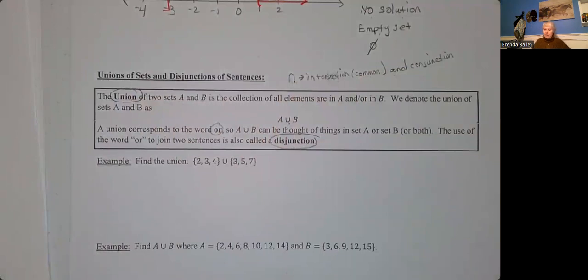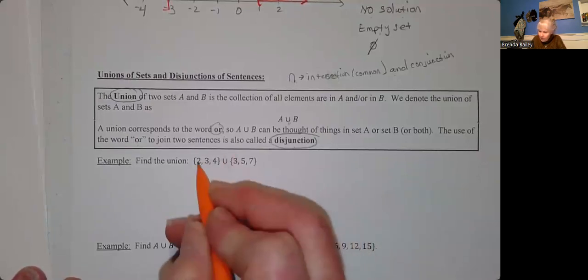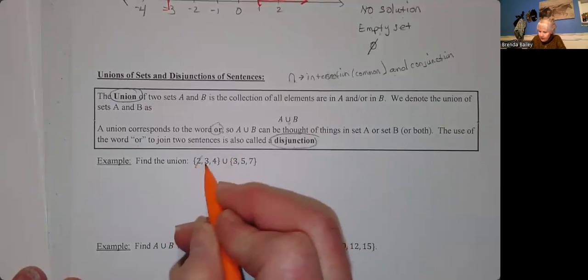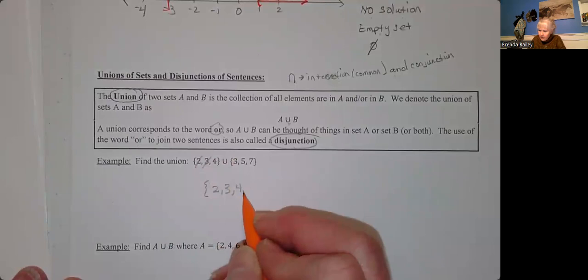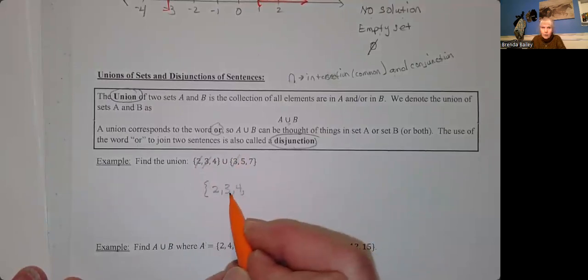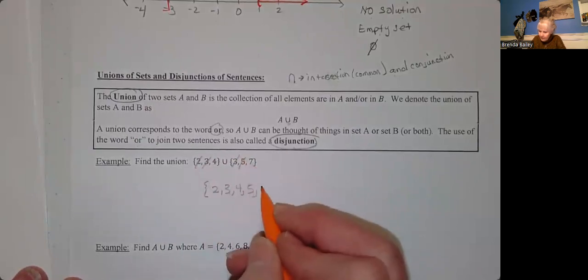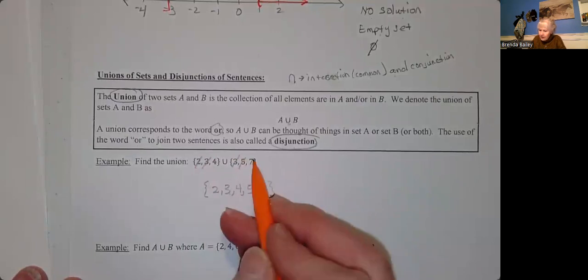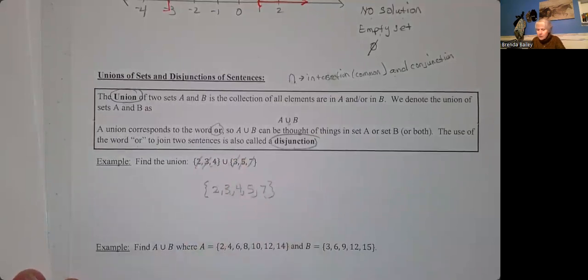So let's go through some examples. Find the union of these two sets. Well, all you do is you have a 2, put it in. There's a 3, you put it in. There's a 4, you put it in. There's a 3, but you've already got it, so no repeats. If you got it once, that's all you need. 5 and 7. So whatever appears in these must appear here in the solution set. So the solution set is 2, 3, 4, 5, and 7.